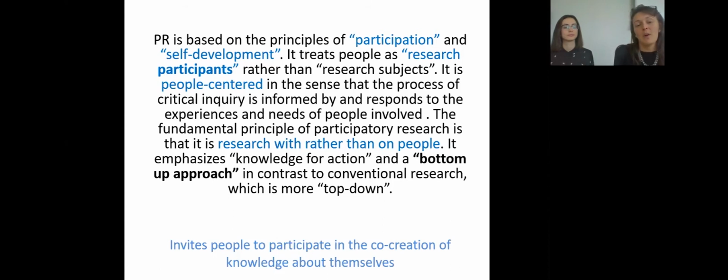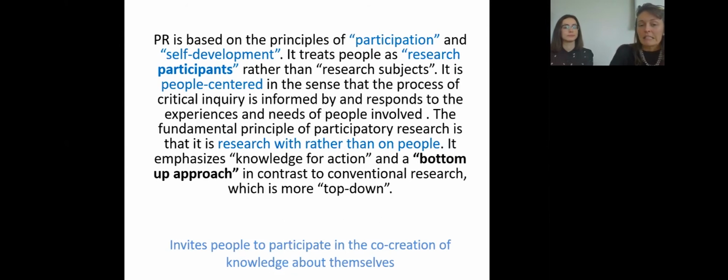Participatory research methods are always people-centred, in the sense that the processes of critical inquiry are informed by and respond to the experiences and needs of people involved. And I think that's really important, that the methods that we use aren't chosen simply because that sounds nice, that sounds fun, that's interesting, but because it's actually the correct method in order to respond to the experiences and the needs of the people involved. And it's the right method to use to capture the experiences and the needs of the people that are involved.